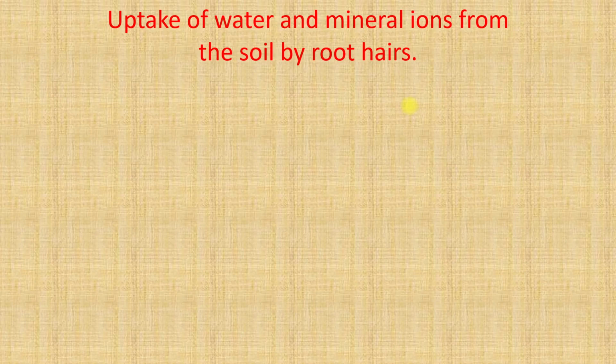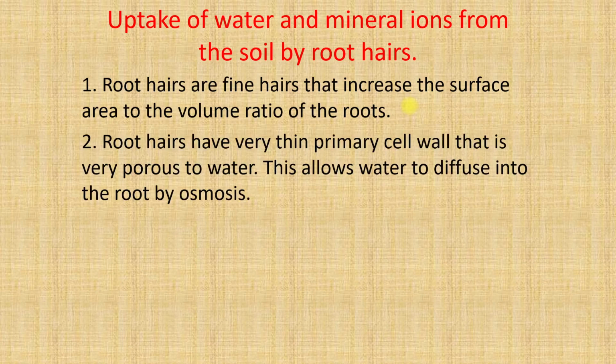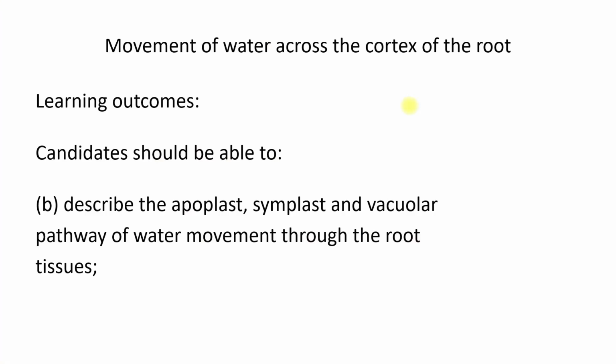We go to the first one, uptake of water and mineral ions from the soil by root hairs. Root hairs, I believe all of you know how they look like. They are fine hairs that increase the surface area to volume ratio of the roots, and this allows more water molecules as well as mineral ions to be taken up. Root hairs have a very thin primary cell wall that is very porous to water, so this allows water to diffuse into the root by osmosis. Root hairs' plasma membrane has transport proteins to take in ions selectively by active and passive transport. So that's about the first one.